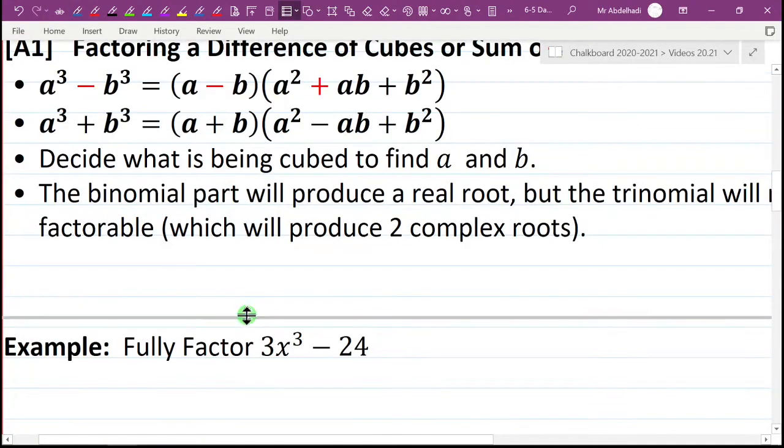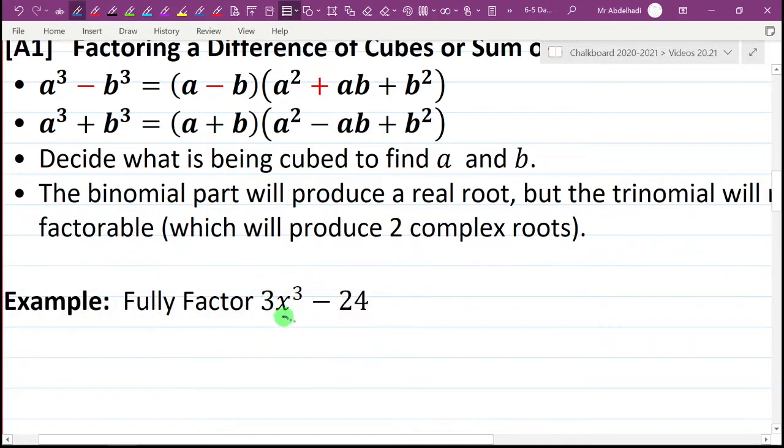Okay, so our first example. Is this a difference or sum of squares? No, because there's a 3 here, so it's not squaring anything. Is it a difference of cubes? Actually, no, because 3 is not the cube of anything. What's the cube root of 3? It's a decimal. And 24 is not the cube of anything either. So this is not a difference of squares. It's not a difference of cubes. It's not a sum of cubes. It looks like it's absolutely nothing.